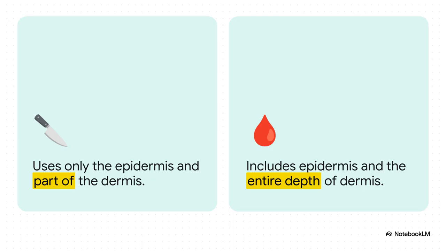A split-thickness autograft means the surgeon used a special tool to shave off just the top layers of skin, the epidermis, and a little bit of the underlying dermis. It's quite thin. On the other hand, a full-thickness autograft means they cut deep. They take the epidermis and the entire depth of the dermis, going all the way down to the fat layer. Full-thickness grafts are often used on the face or hands, where elasticity and appearance are just incredibly important.